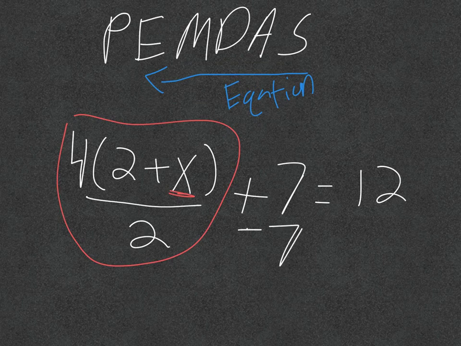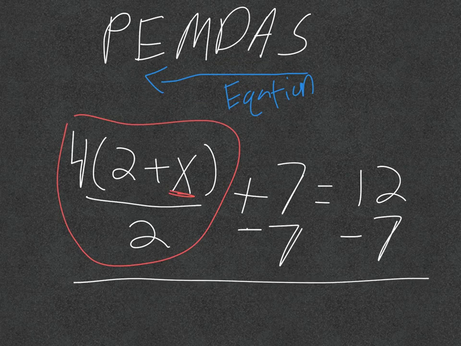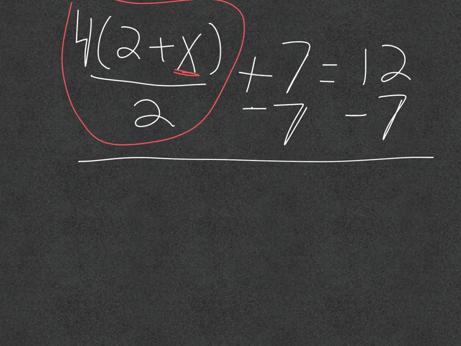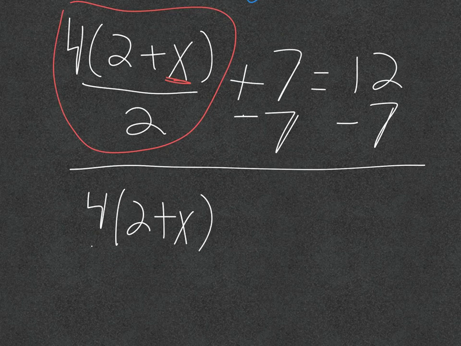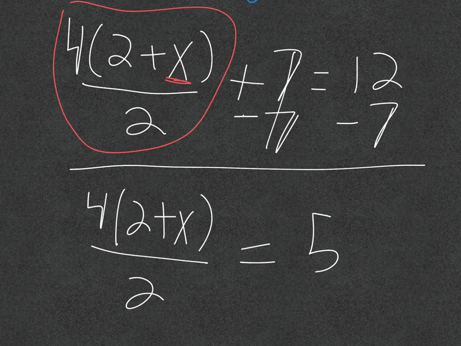Let's subtract 7. How do we get rid of that? Adding 7, so we subtract 7. And what does that leave us with? It leaves us with this mess still over here: 4 times (2 plus x) over 2. The 7's cancel, right? And then 12 minus 7 is 5, right? 12 minus 7 is 5.